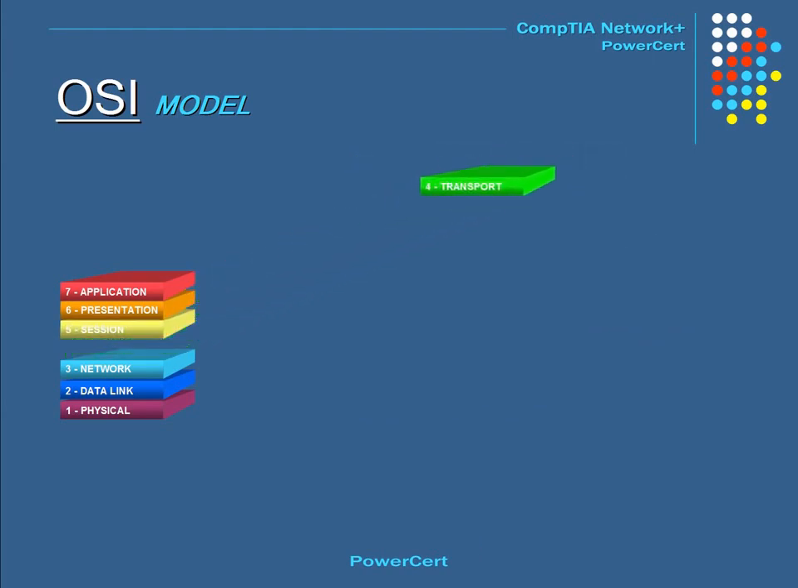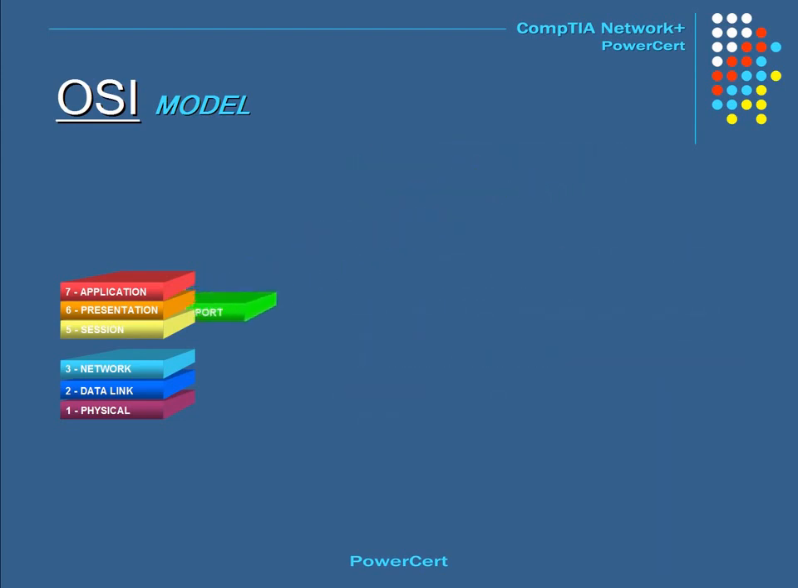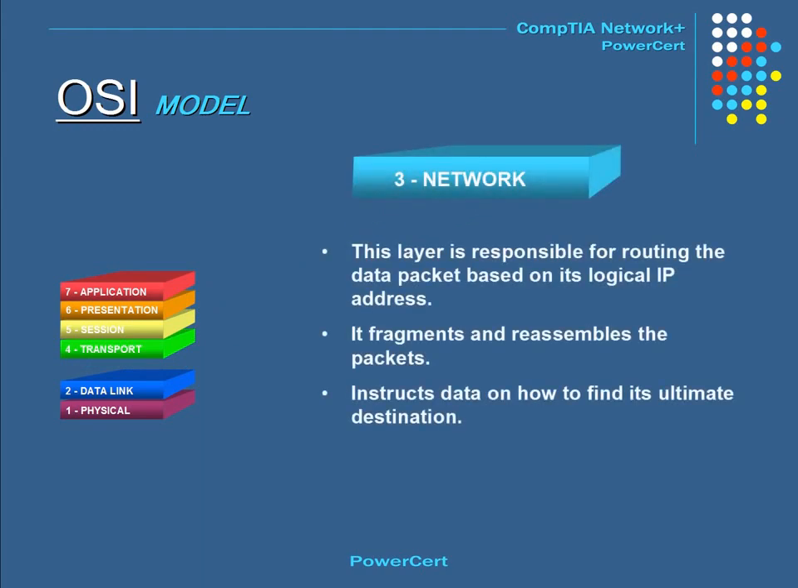The transport layer provides the transfer of data between end users. It's responsible for resending any packets that do not receive an acknowledgement from the destination, ensuring that the data packets were received by the destination. This layer can guarantee that the packets are received. The network layer is responsible for routing the data packet based on its logical IP address. It fragments and reassembles the packets, and it instructs data on how to find its ultimate destination.